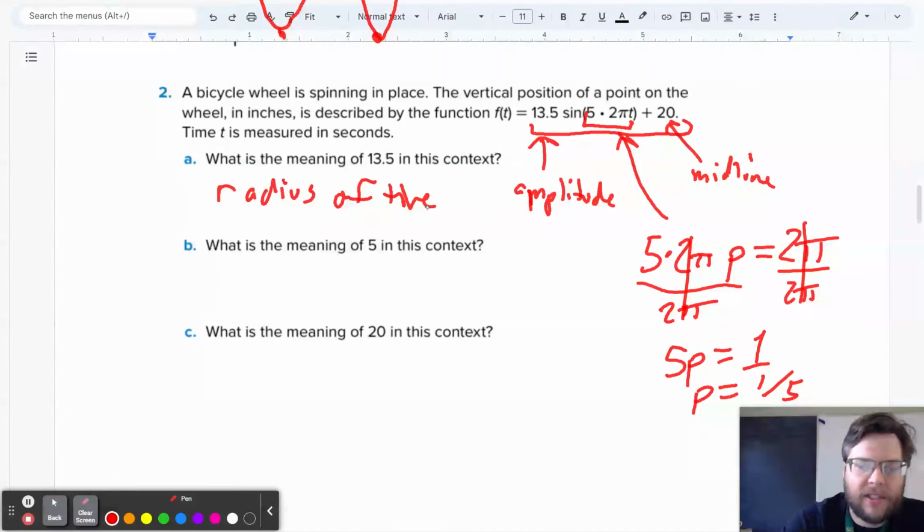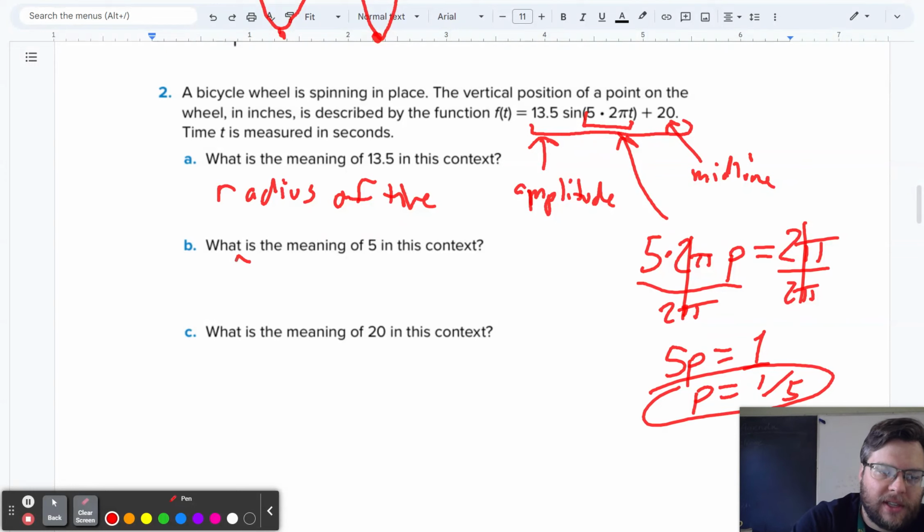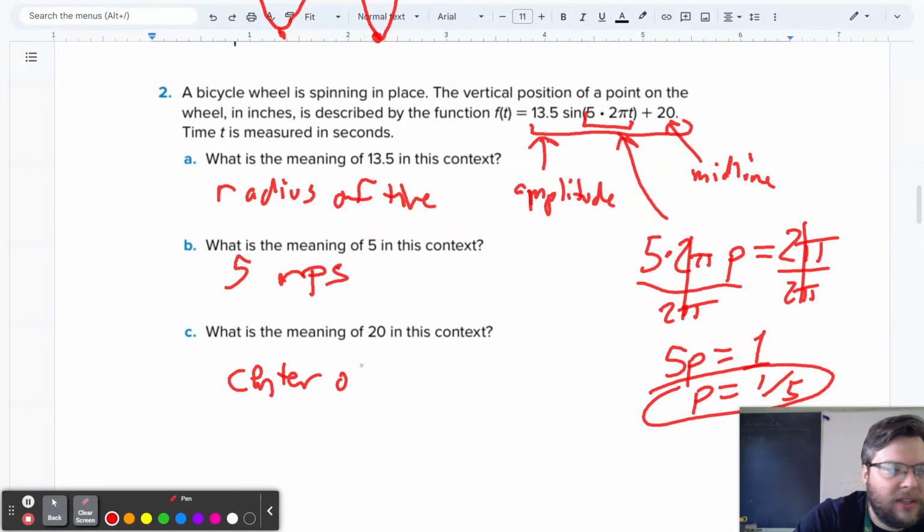So the radius of the tire is 13.5. The 5 turns out to mean 1/5. So that means it does 5 rotations per second. And then the 20 is the height of the center of the wheel.